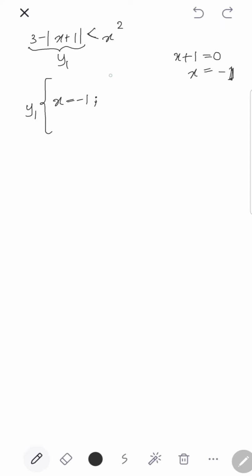So substitute x equal minus 1. So when x is minus 1, minus 1 plus 1 becomes 0. Then the answer is 3. 3 minus 0 is 3. So value of the function when x equals minus 1 is 3. Then we have to consider when x is less than minus 1 and x greater than minus 1.